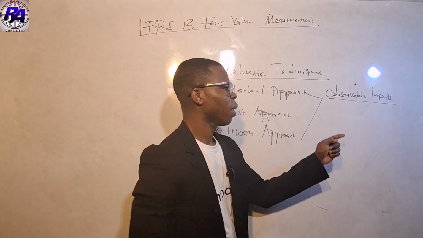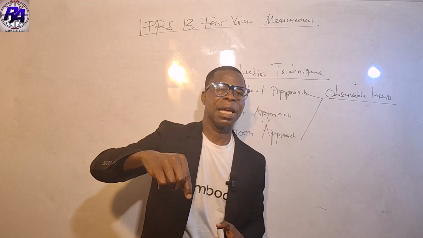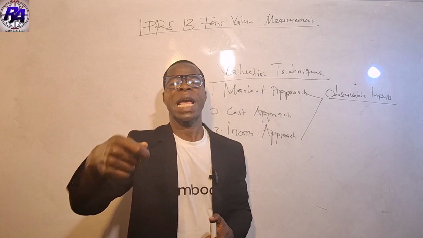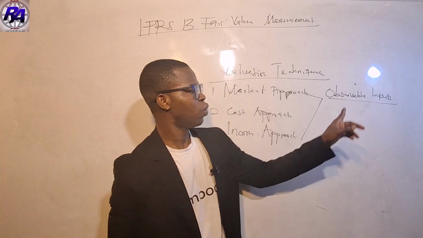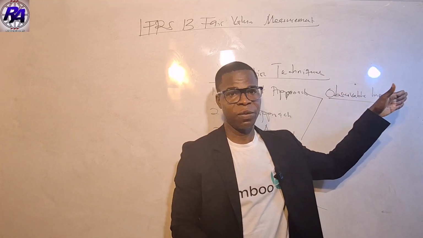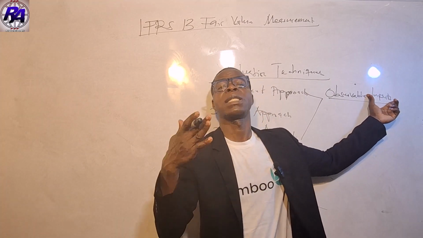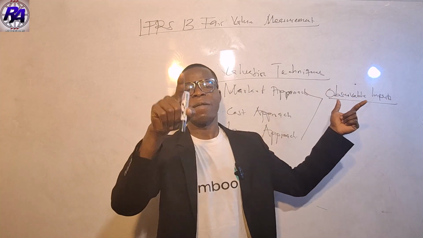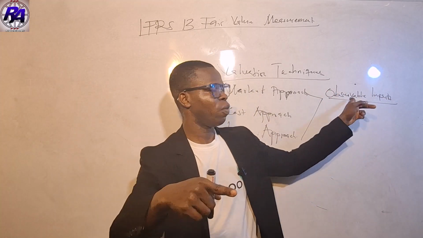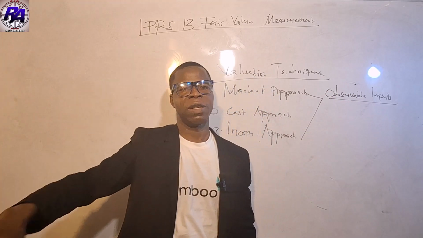observable input. Now, with the observable input, you have to maximize the observable input and minimize unobservable input. So if you want to use the observable input, you have to, I mean, take into consideration the input. Now, if you are using this input, you have to maximize the relevant observable input, and you minimize the unobservable input.